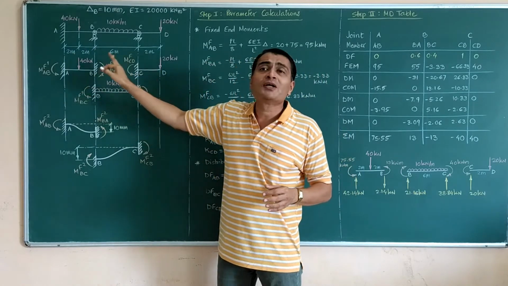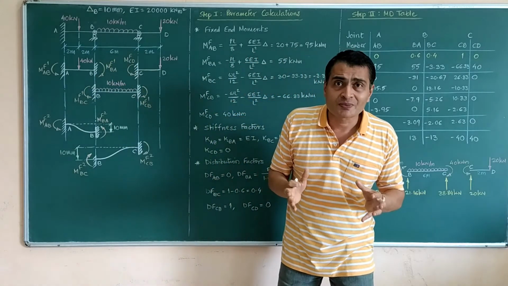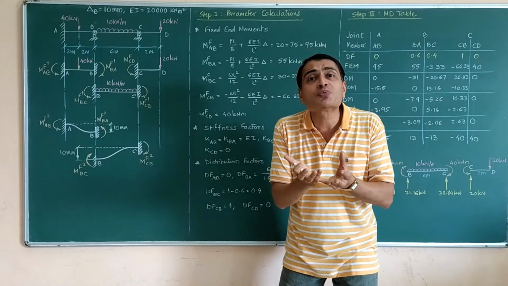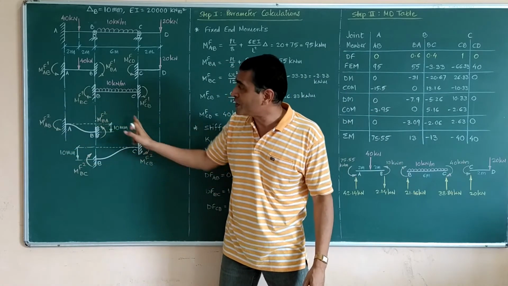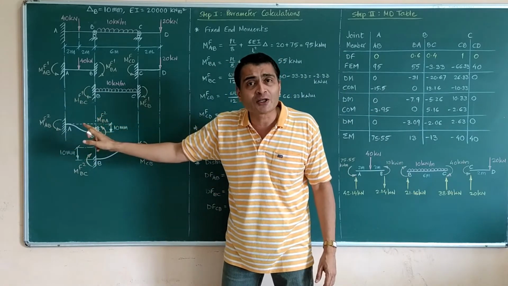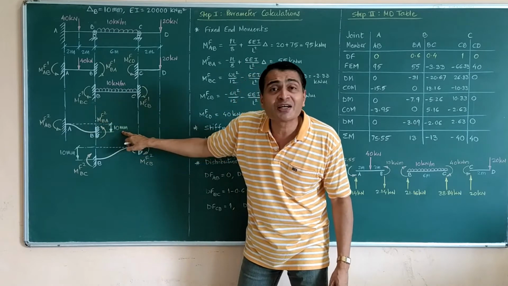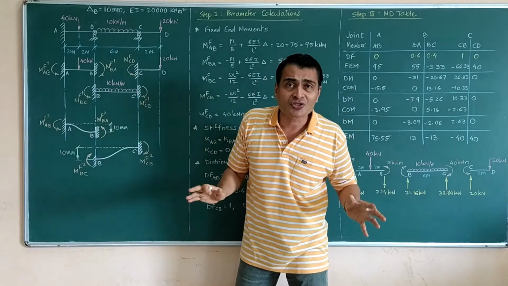All these fixed end moments are entirely due to the span loads. And then something else is happening. There is sinking of support by 10 millimeters. So in my second phase of drawings, for fixed end moment calculations, I have shown support B sinking down by 10 millimeters, support A as it is.